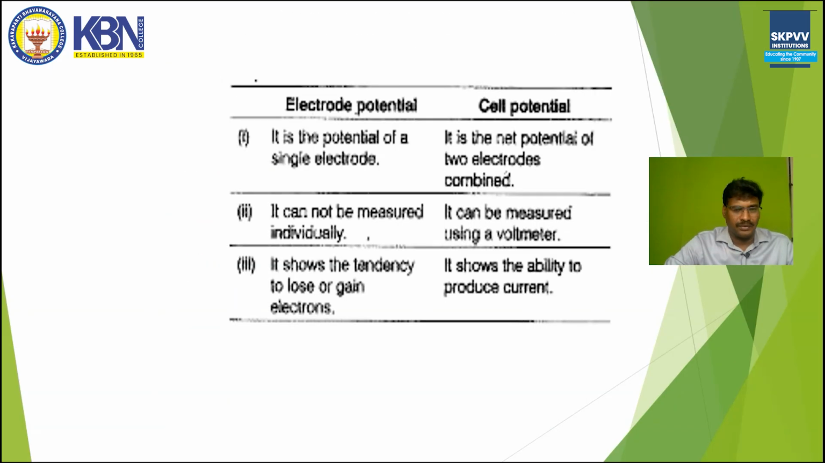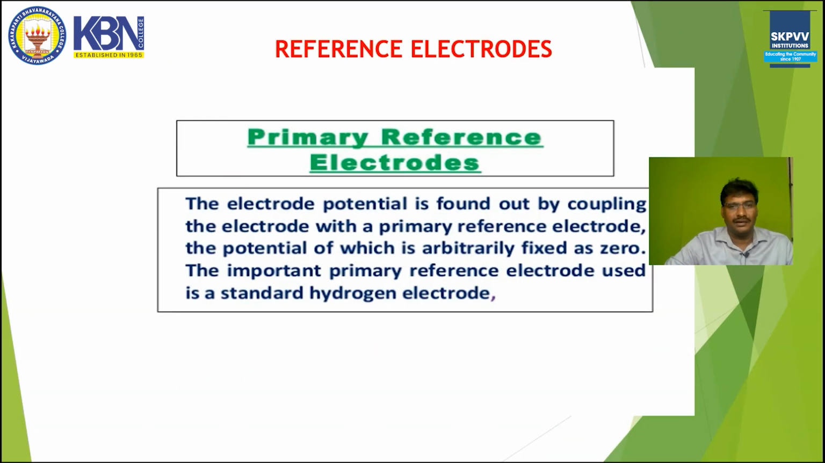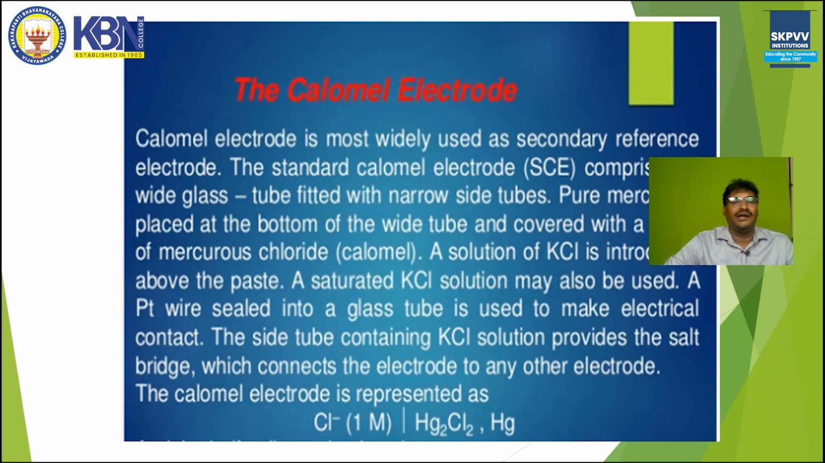Okay, electrode potential completed. Here, the calomel electrode. What is the secondary reference electrode? That is called the calomel electrode. The calomel electrode is the most widely used secondary reference electrode. Why? Because the standard hydrogen electrode is not 100% easy to use, and maintaining the standard conditions is difficult. That means pressure 1 atmosphere, 1 molar HCl. Instead, the standard calomel electrode, the SCE, is used.